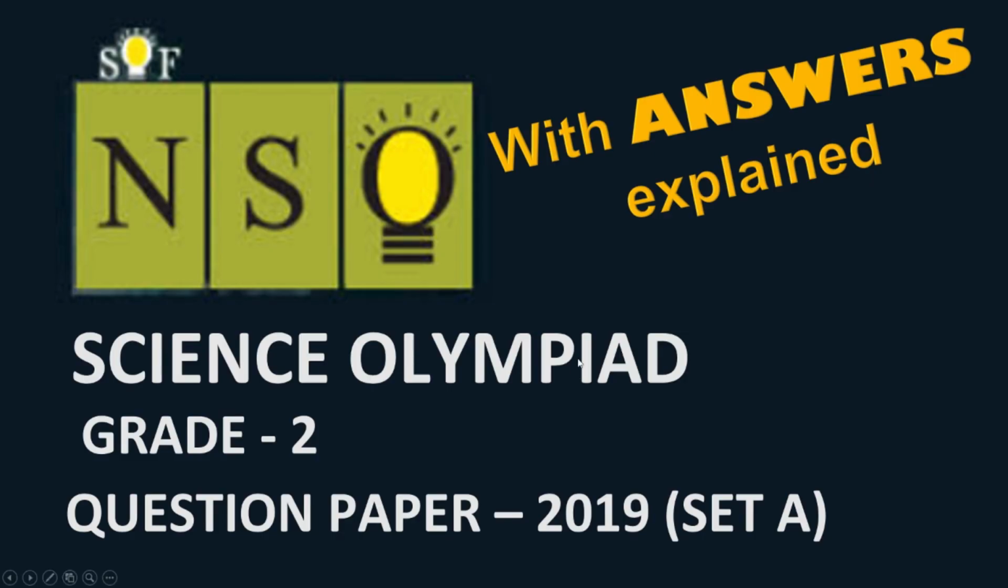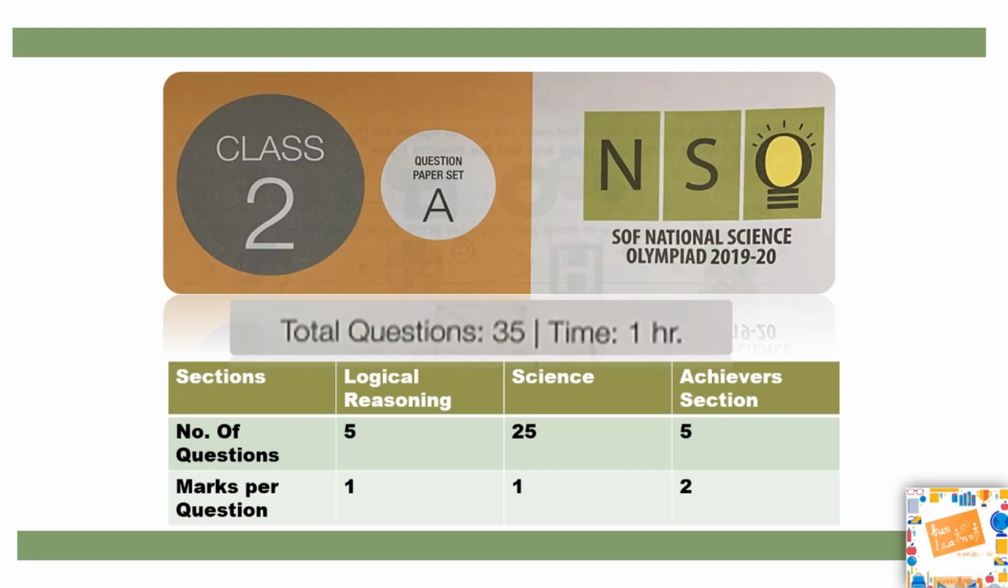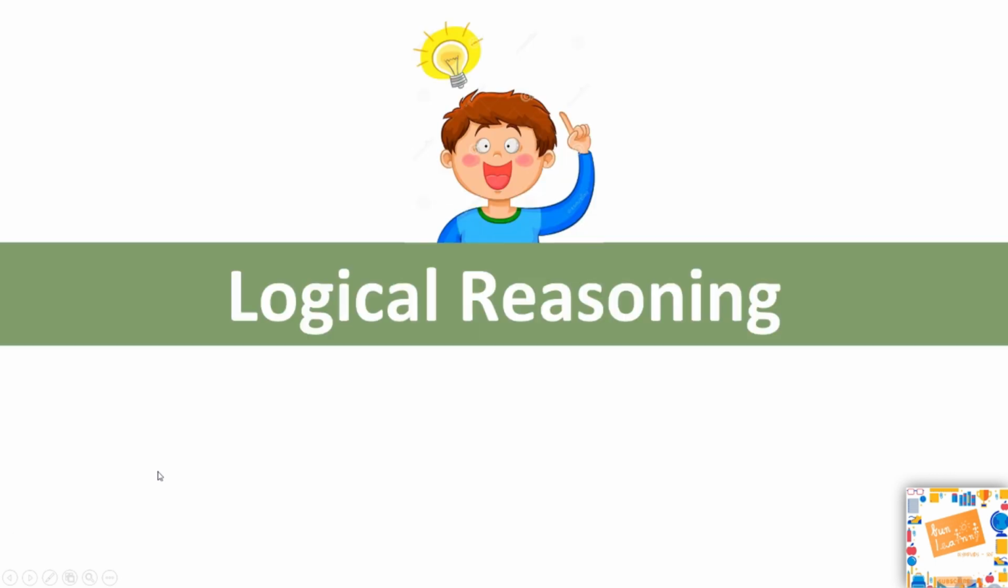So here we are with the Science Olympiad question paper for grade 2 for the year 2019 belonging to set A. So let's go through this paper, which is of 35 questions. Below is the split of how the questions are arranged. Our first section is logical reasoning.